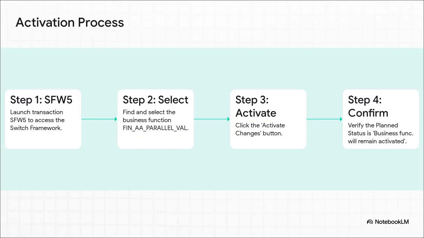So, how do you actually do it? Well, it's surprisingly easy. You just go to the main switchboard, transaction SFW5, find the business function FIN_PARALLEL_VAL, click on it and hit Activate Changes. The system will tell you it's going to stay activated and bam, you've just unlocked a core S/4HANA capability.